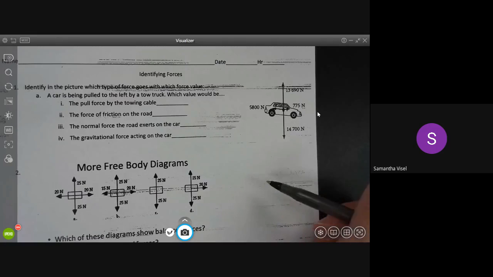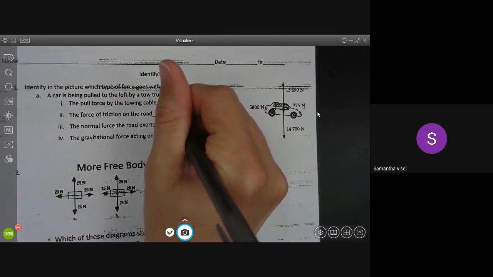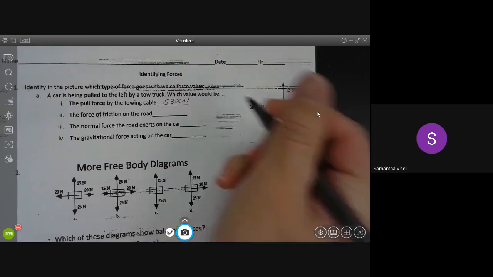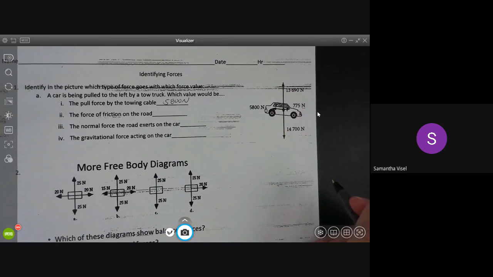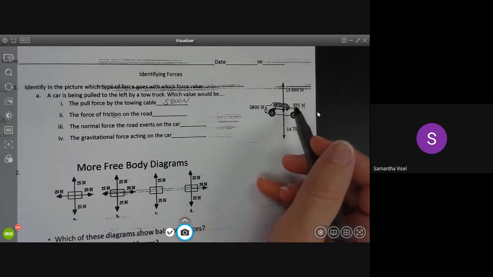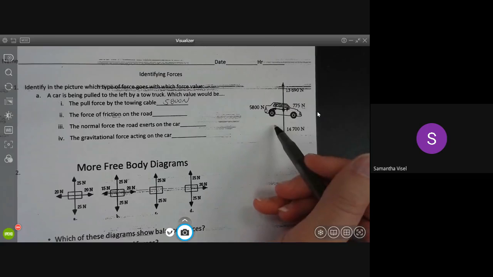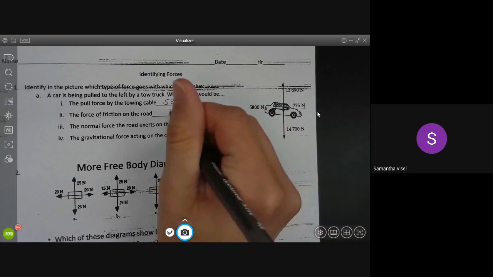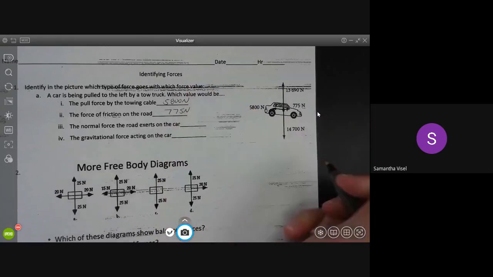Next to that is 5,800 newtons. So that's going to be my pull force. Any push or pull is going to have the force of friction acting on it in the opposite direction. And so opposing that pull force over here is 775 newtons. So that's the force of friction on the road.